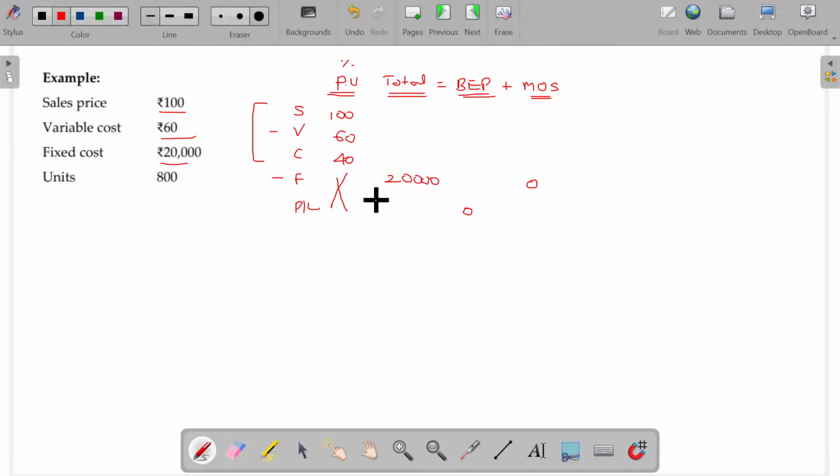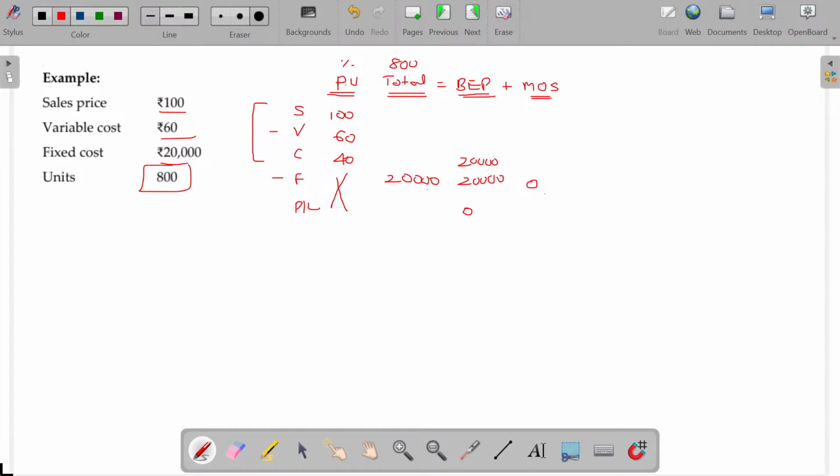Now remember, BEP plus MOS is equal to total, right? As the MOS has 0 fixed cost, the entire 20,000 is for the BEP. Then the entire fixed cost is for the BEP, so what could be the contribution here? 20,000 rupees. As I already told you, the fixed cost and contribution will be equal at the BEP level. Is that okay? And the number of units totally sold being 800.